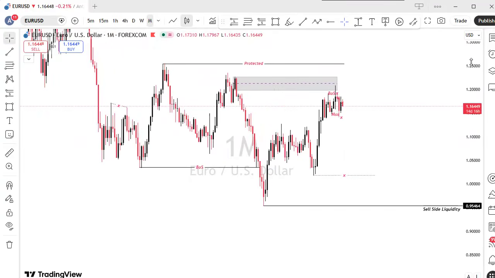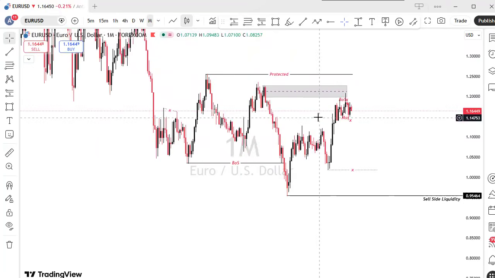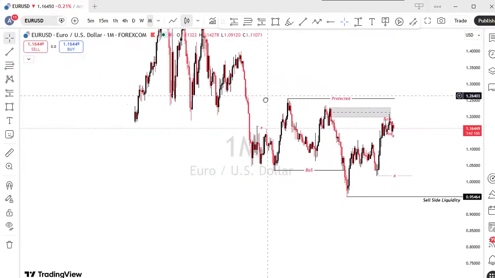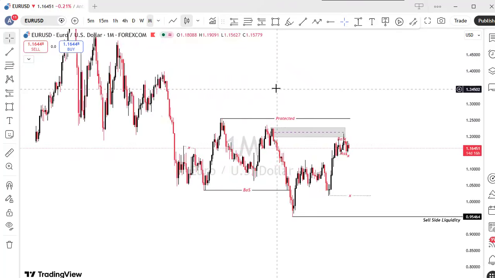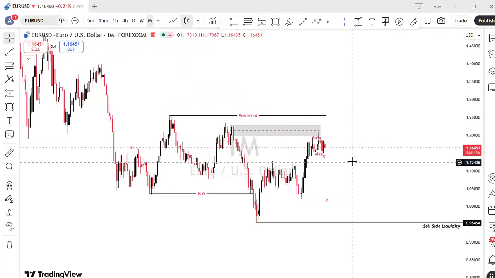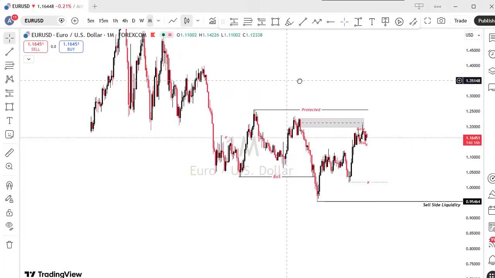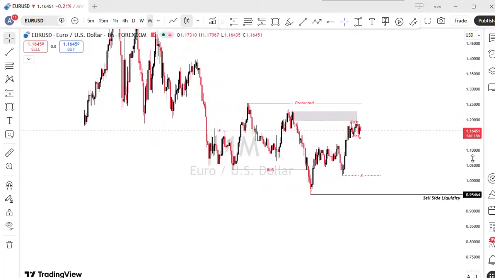So here we are on the monthly time frame. As a beginner, an intermediate, or a professional trader, what do I do once I open a new chart?